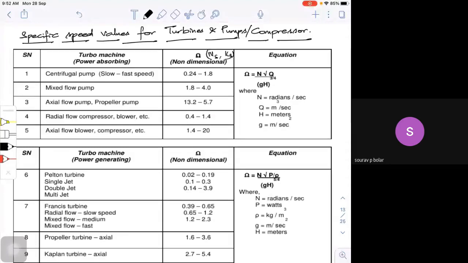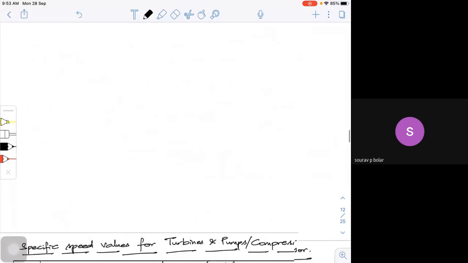This table I'm showing is for both the non-dimensional as well as the dimensional numbers. Now let us take, for example, a power absorbing turbo machine. It can be a compressor, a fan or a pump, whatever it may be. We have already derived the formula: N root Q by (gH) to the power of 3 by 4.